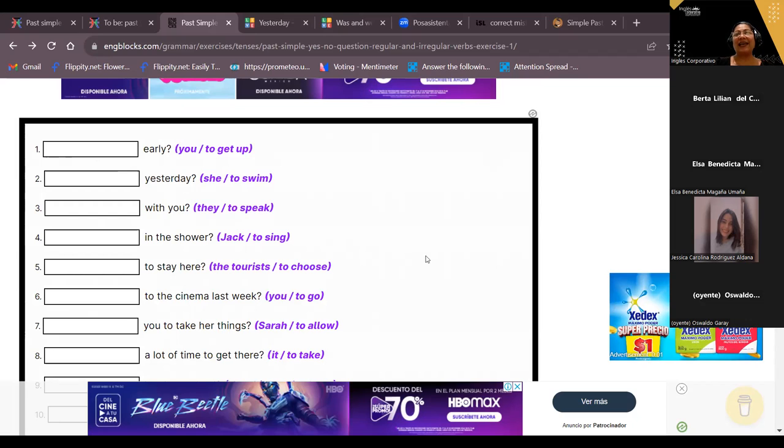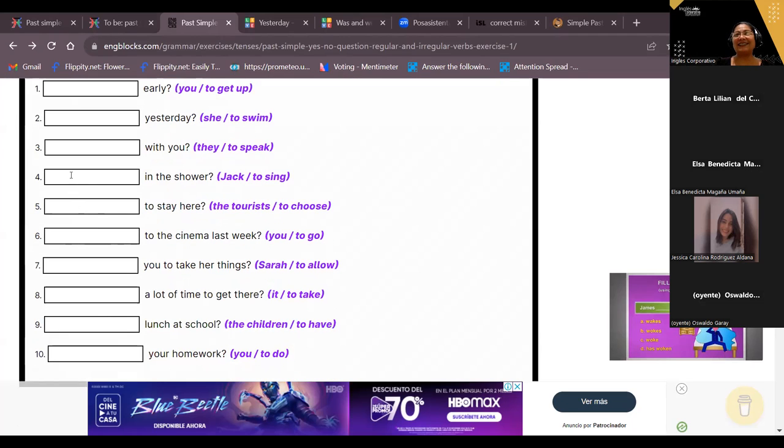Right? In number two, did she swim? Exacto. No voy a buscar el pasado porque estoy utilizando the auxiliary. Did she swim yesterday? Number three. Did they speak with you? Number four. Did Jack sing in the shower? Okay. Number five.